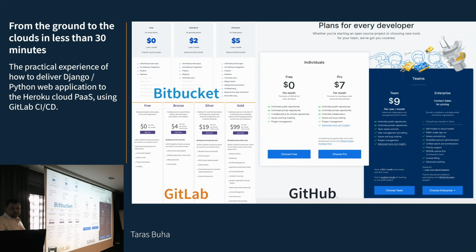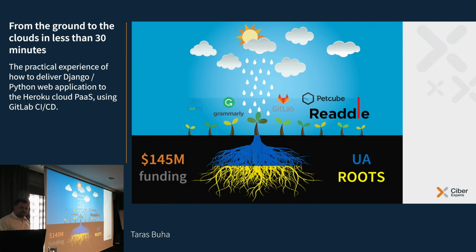And one more reason to switch to GitLab, just a personal one. It has Ukrainian roots, among other products and services. The history began in 2011 when one of the Ukrainian guys started this project, and then they moved to the United States and raised funding. In total, it's about 145 million US dollars, and it became a unicorn. And according to their plans, they have really big plans for the nearest future.